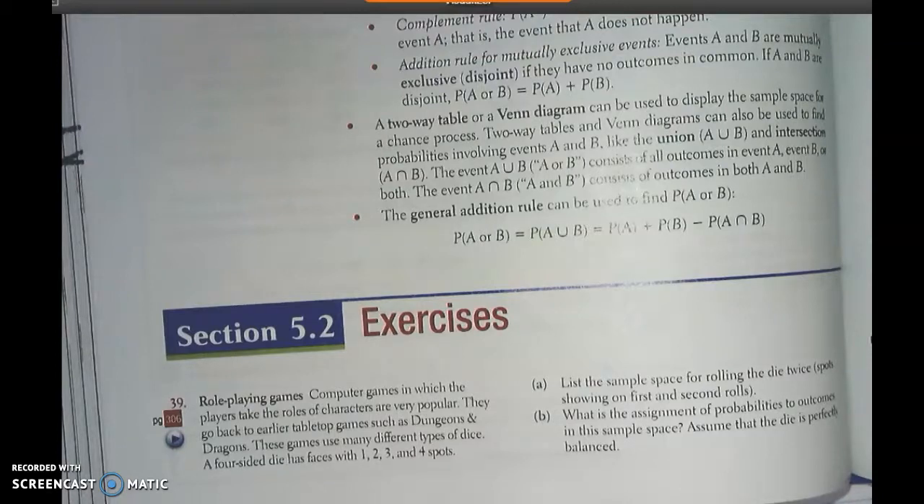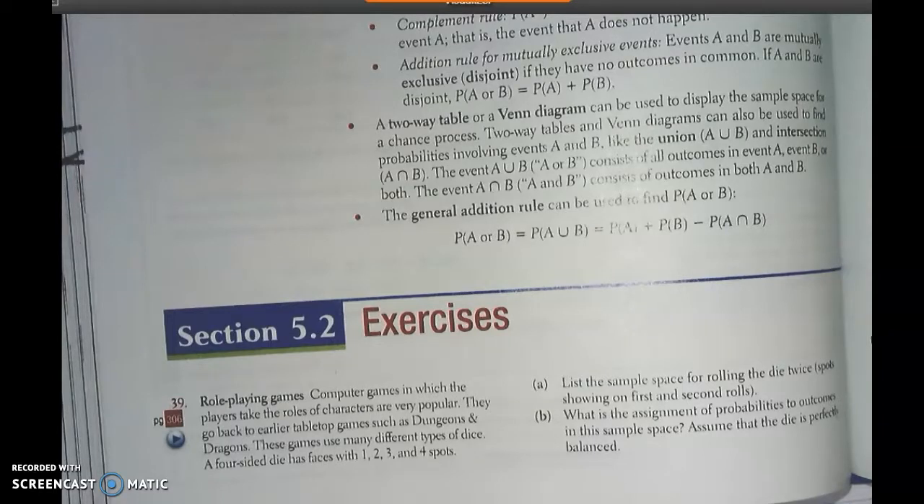The first thing we're going to look at is number 39. Role-playing games, computer games in which the player takes the roles of characters, are very popular. They go back to the earlier tabletop games such as Dungeons and Dragons. These games use many different types of dice. A 4-sided die has sides with 1, 2, 3, and 4 spots. List the sample space for rolling the die twice, spots showing on first and second rolls, and then what is the assignment of probability outcomes in the sample space. Assume that the die is perfectly balanced, meaning that it's fair, it's not loaded, anything like that, okay?